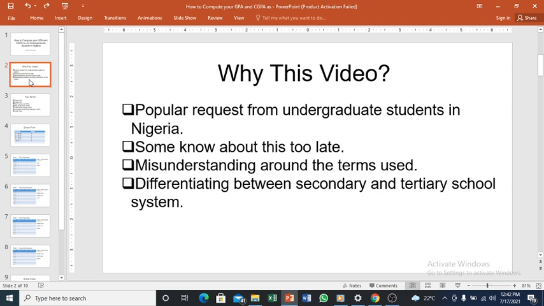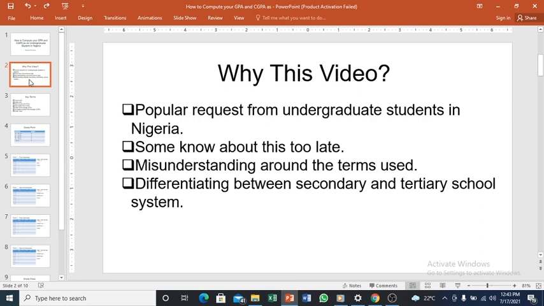And number two, because some know about this too late. A lot of people know about this too late. You imagine somebody being at part three, at part four, and yet does not know how CGPA is computed. The person just hears, I have a 3.2, I have a 2.5, I have a 4.1, but they really do not know what it means. And at the end of the day, people are given the certificate: you have a first class, a second class upper, a second class lower, a third class, and they seem not to even know how they came about all of this. So it's very essential and important that you know this early.